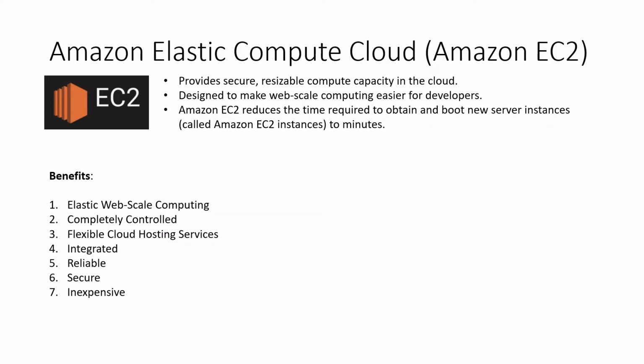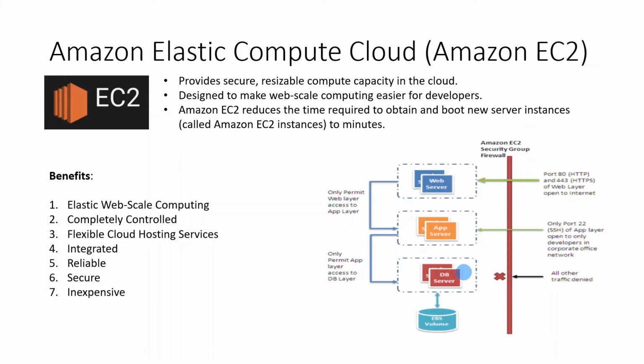So the benefits provided by EC2 is elastic web scale computing. It's completely controlled. It's flexible cloud hosting services. It's integrated, reliable, secure, and inexpensive. EC2 lets you define security rules which dictate who can do what. For example, let's say you have a three-tiered application wherein you have a web server, the application server, and the database server. Now you can define rules which only permit the web layer to access the app layer and the app layer only to access the DB server.